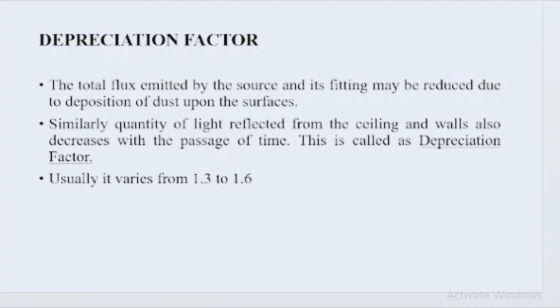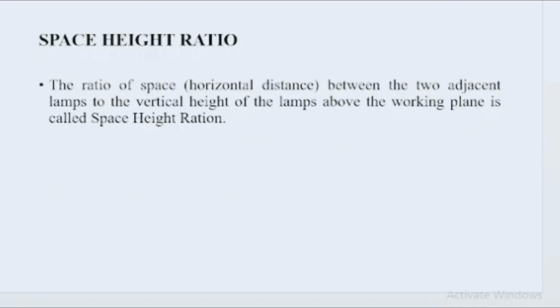Last but not least, space height ratio. If we consider one plot, 20 by 40, that is length and width. So how do we have to design? The spacing will be very high and the ceiling should be very low. So we have to design the light and place the light, and we have to think of the space height ratio as well.